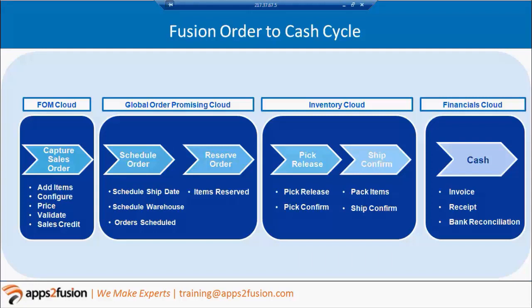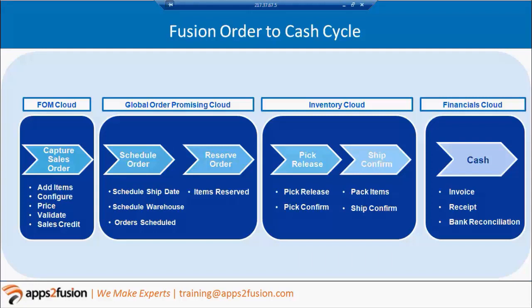All right, let's get back to the topic of Fusion OM. In the FOM cloud, the main thing we have is capture sales order. In capture sales order, we can add items, configure items, price the items, and run validations of any sort. We will have a look at that, and then have sales credit. All these kinds of things can be done in the FOM cloud. So that's how you capture the sales order.